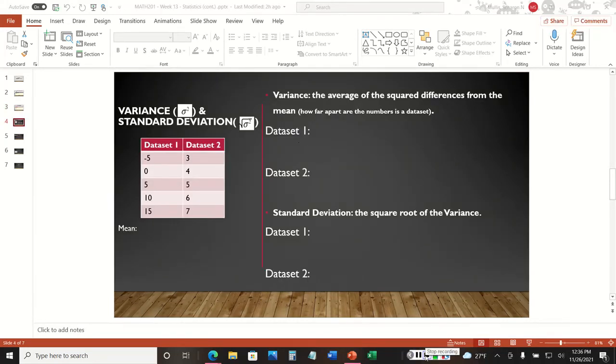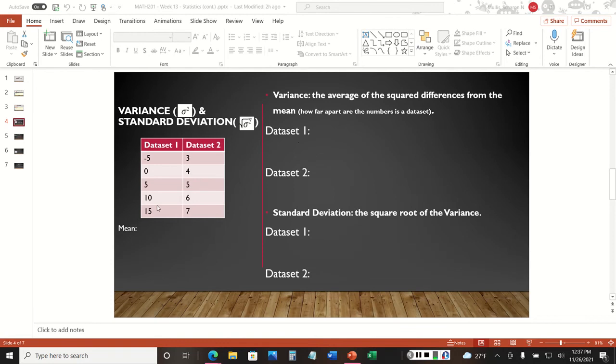When we talk about variance and standard deviation, we have to get a few things clear. First, variance is the average of the squared differences from the mean. This tells you how far apart the numbers of a data set are, and it's represented by sigma squared. The standard deviation, on the other hand, is the square root of the variance, which is sigma squared.